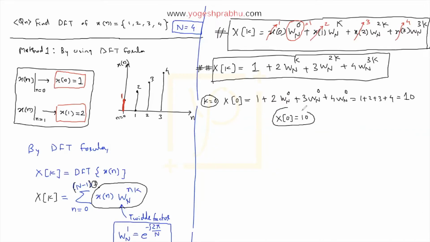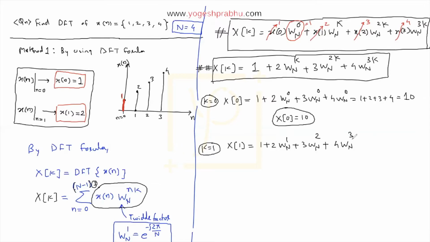So I got the first value, and that is x of 0, and the value is 10. Now as soon as I get the first one, let's go on to k equal to 1. That's the next one that I'll put. When I put k equal to 1 in the main equation, this one here, this will become x of 1. So I'll write x of 1 is going to be 1 plus 2 wn raised to, I'm putting k as 1, so this will become wn raised to 1. Next is 3 wn raised to 2 times 1. We have to make k 1. This is 4 wn raised to 3.